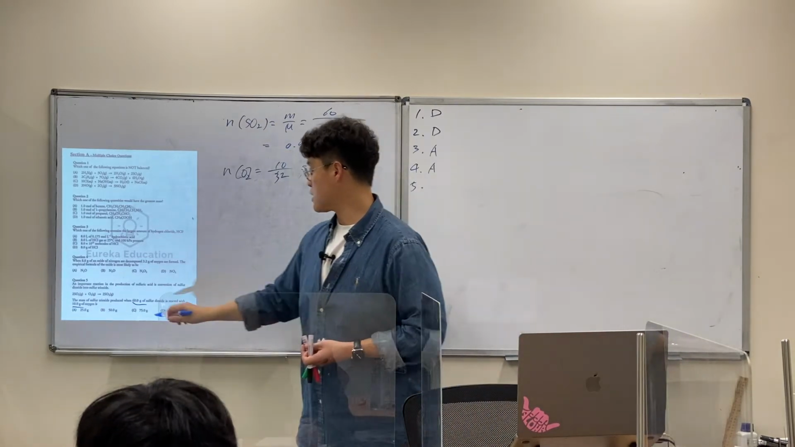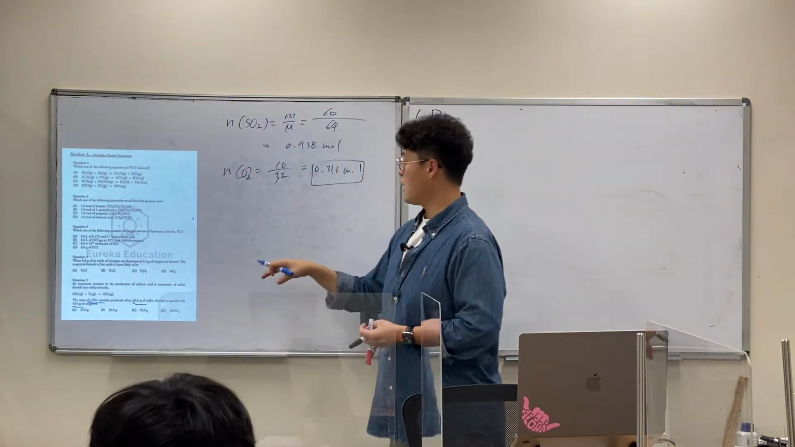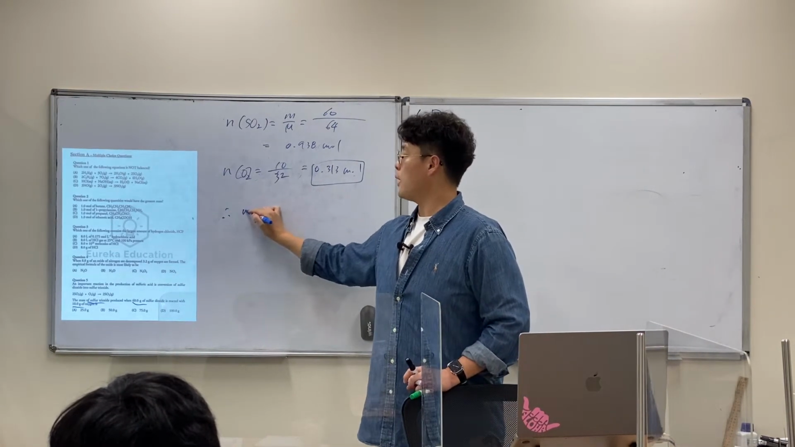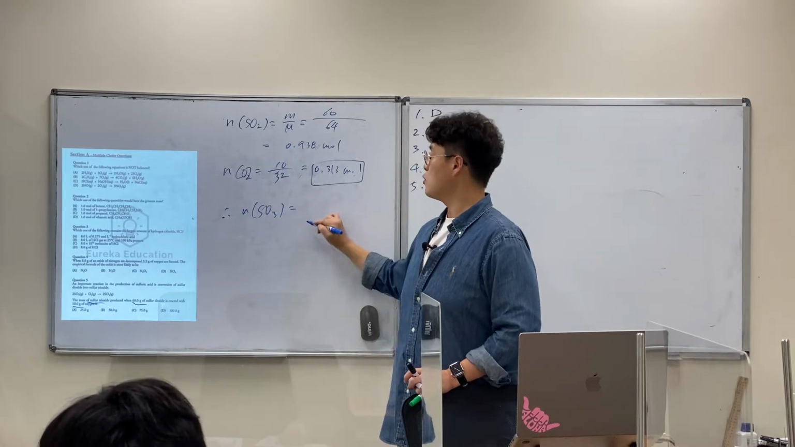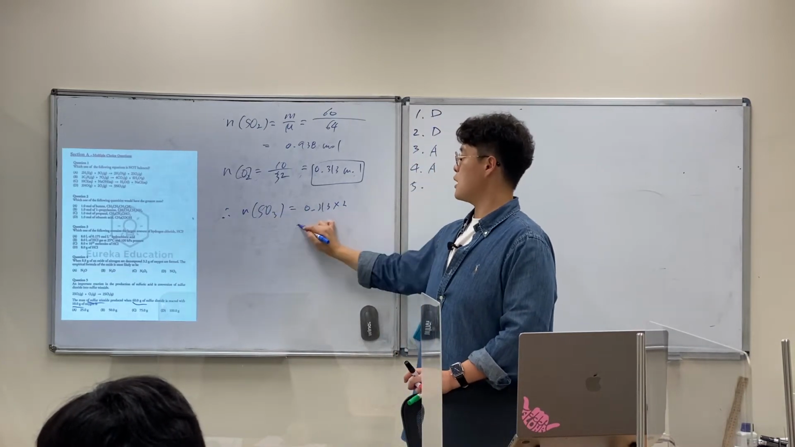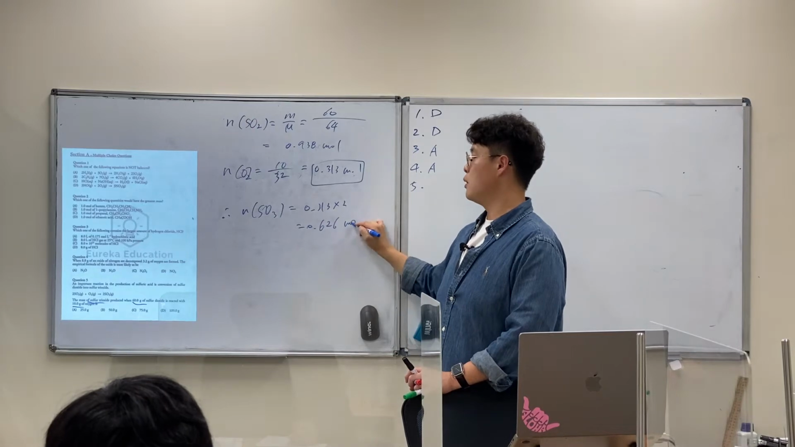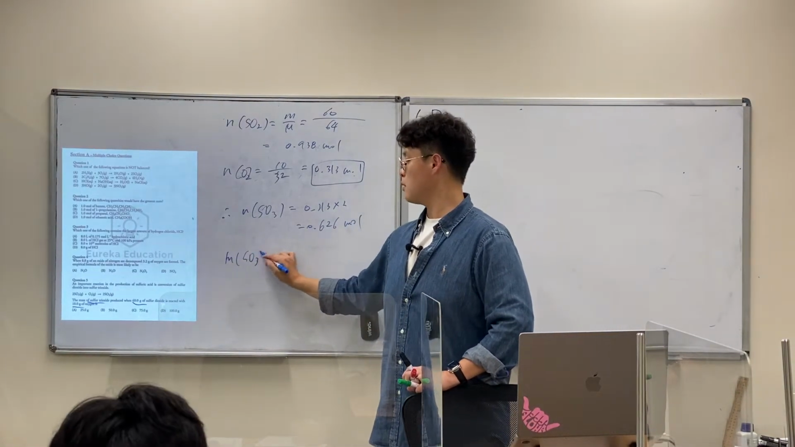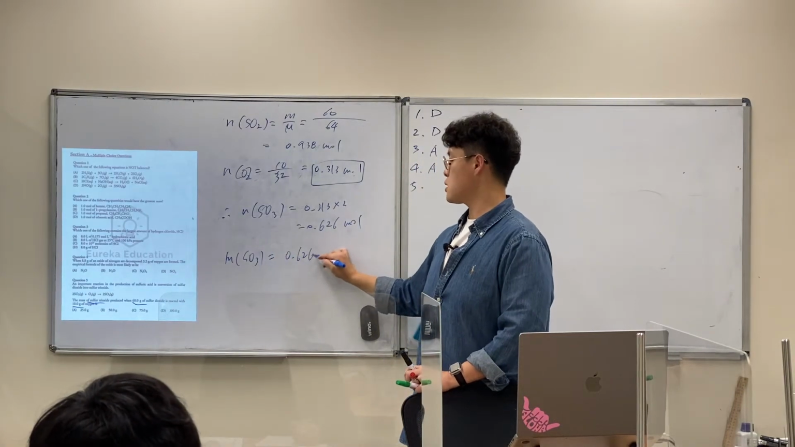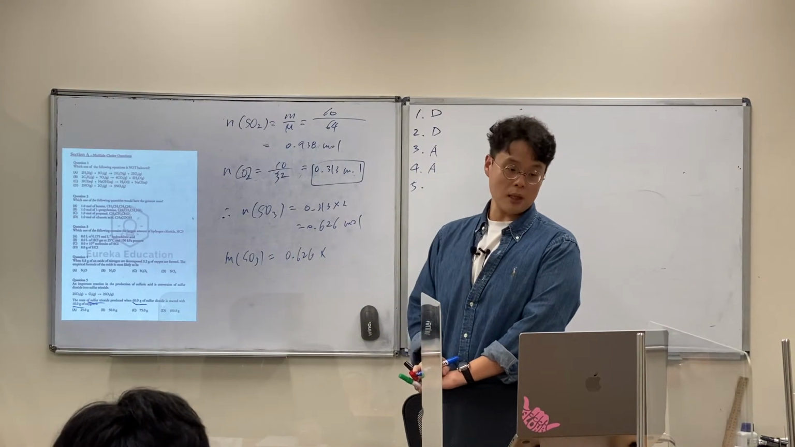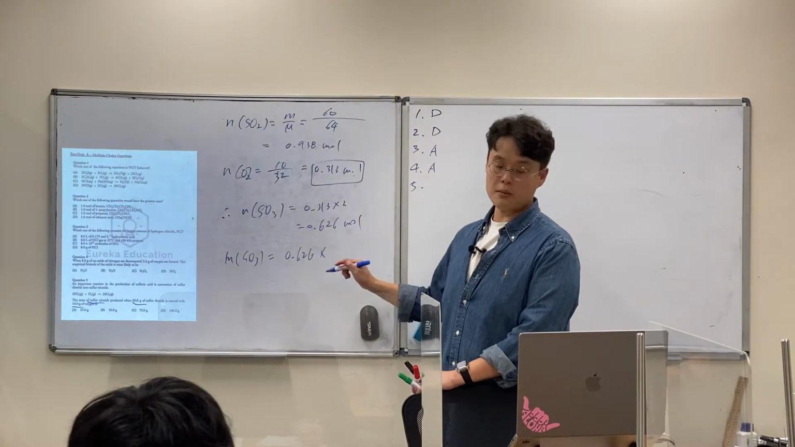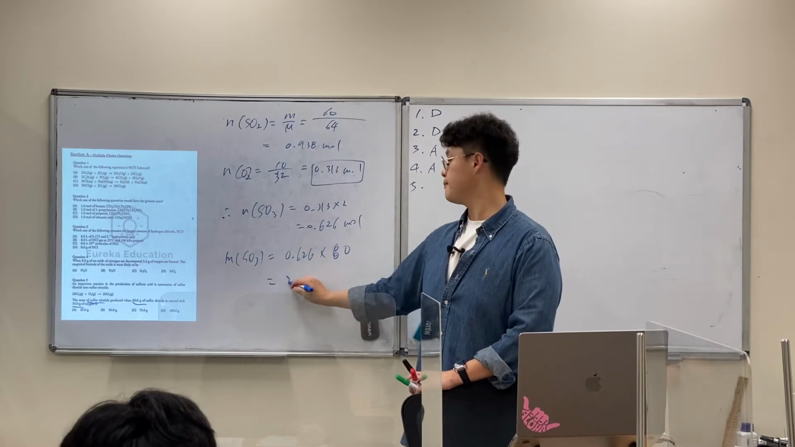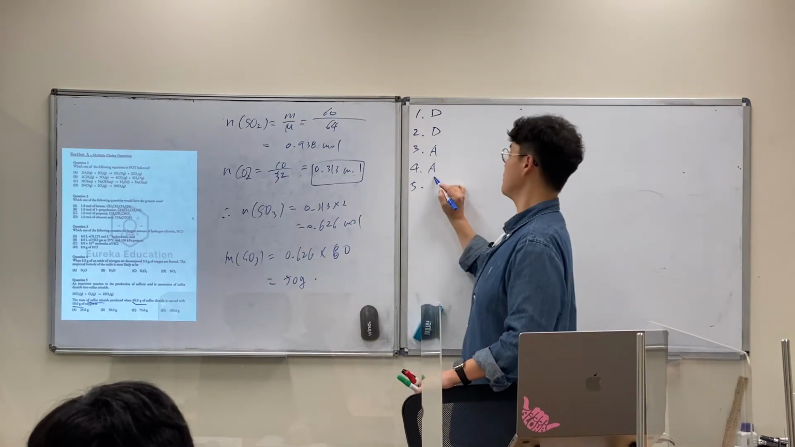How much is the mass of the sulfur trioxide? As the molar ratio of O2 to SO3 is 1 to 2, therefore n of SO3 would be 0.313 times 2, that's 0.626 mole. Are we done? No. From here, find the mass of the SO3. Mass m equals n times the molar mass, 0.626 times 80, which is the molar mass of SO3. Then you should get 50. So the answer is B.